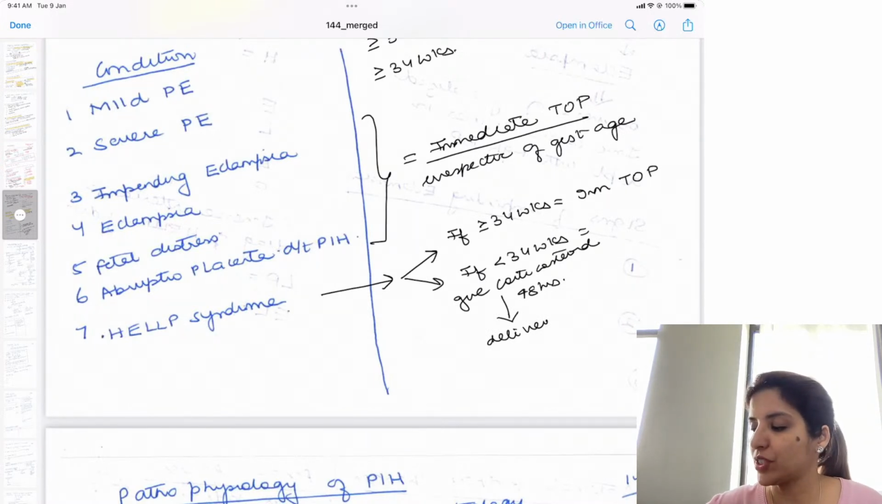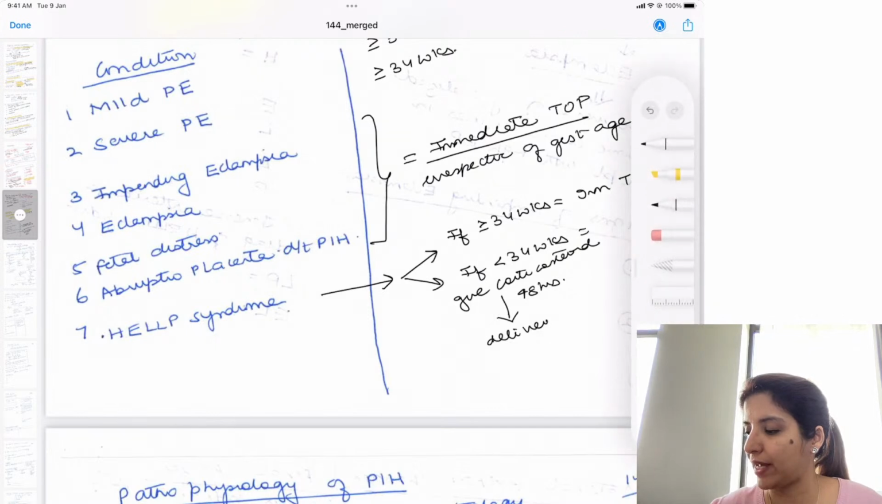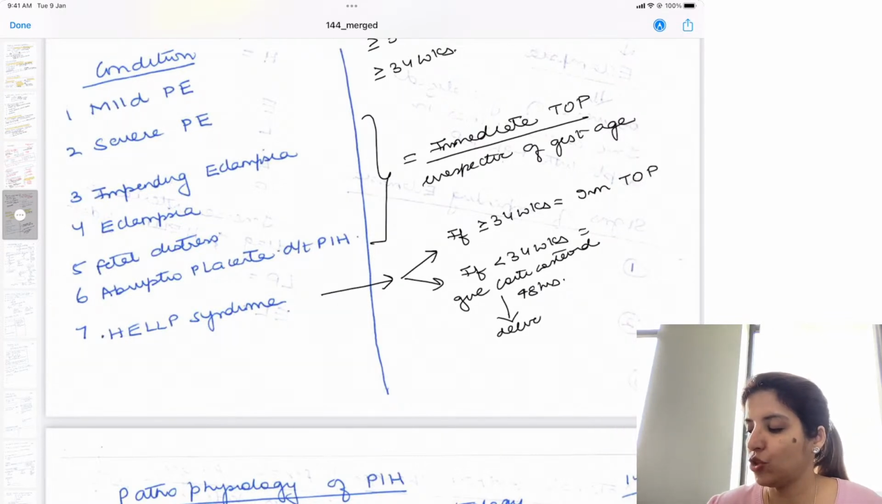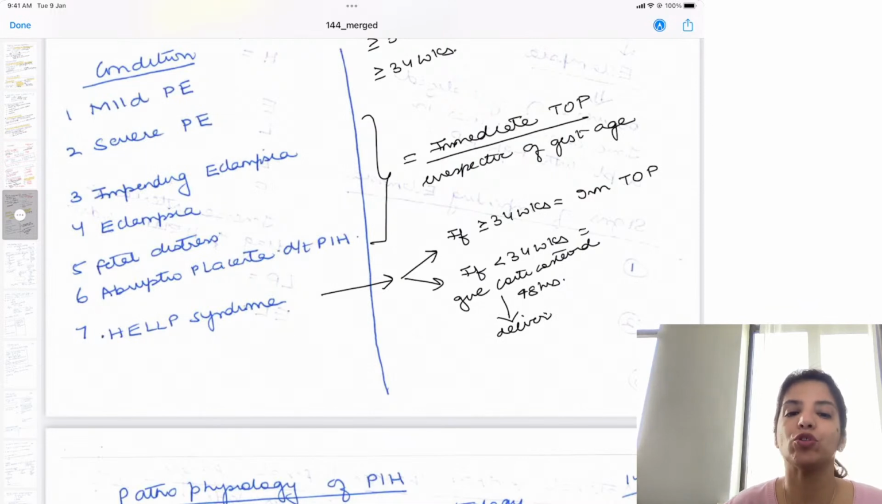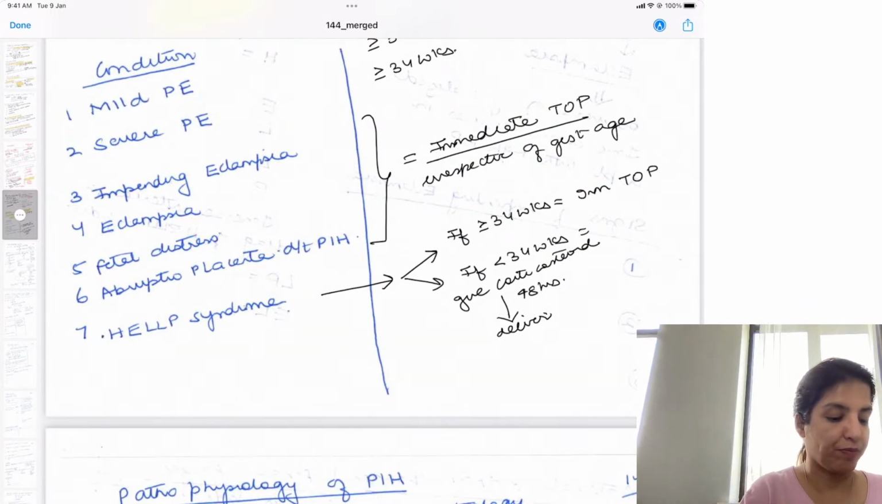Right? So if gestational age is more than 34 weeks, you will immediately deliver. But if gestational age is less than 34 weeks, then you are going to give corticosteroids, you are going to wait for 48 hours, and then you are going to deliver.